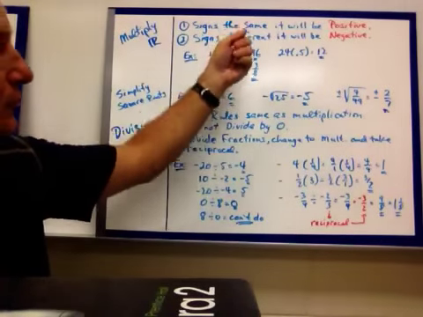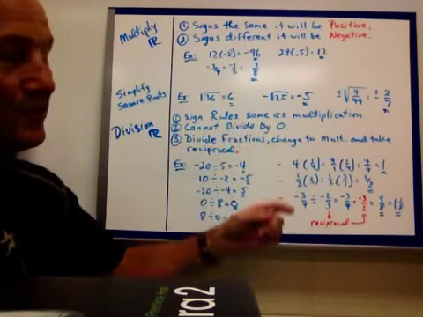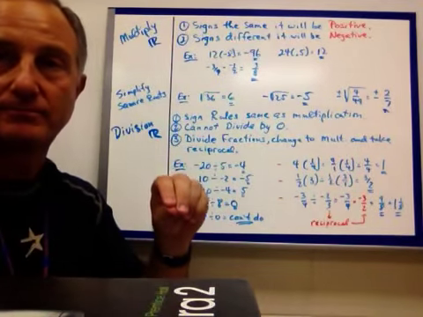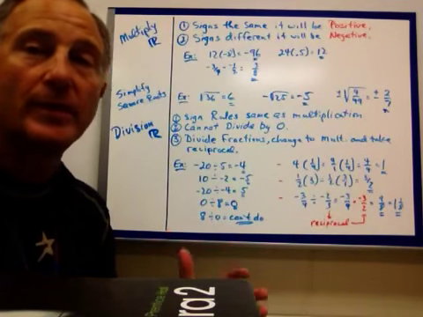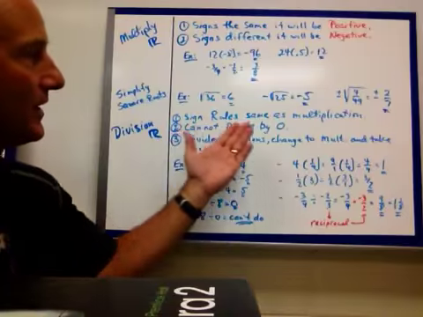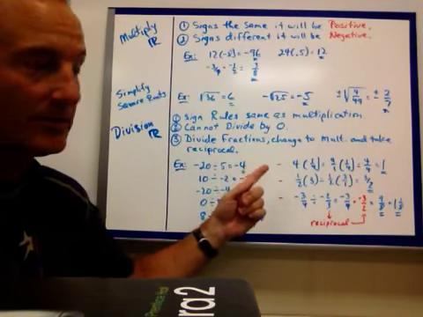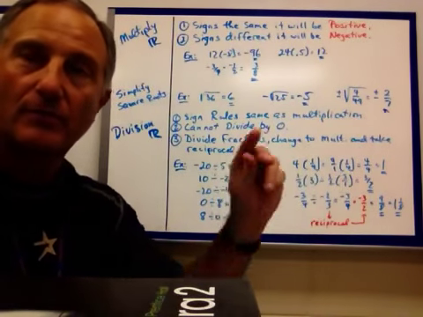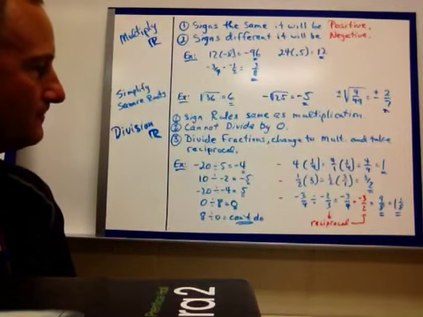Division. Same rules up here with the signs as far as multiplication goes. Remember, you can't divide by 0. You can represent a division problem by a fraction. It's the top divided by the bottom. So, we know we can't have a 0 in the denominator, so you can't divide by 0. And remember, if you're dividing fractions, change to multiplication and take the reciprocal of the fraction that follows the sign. And again, you've done that for a couple years.